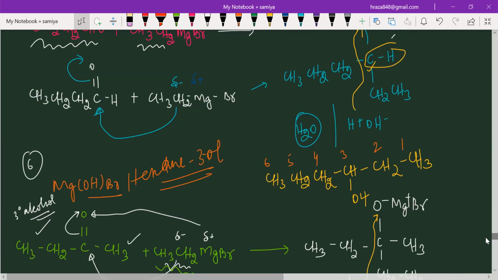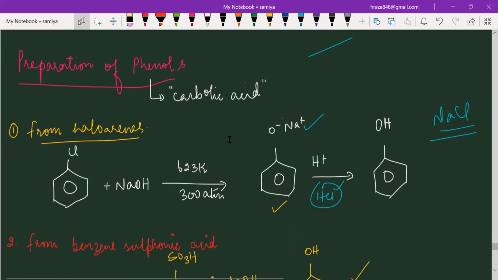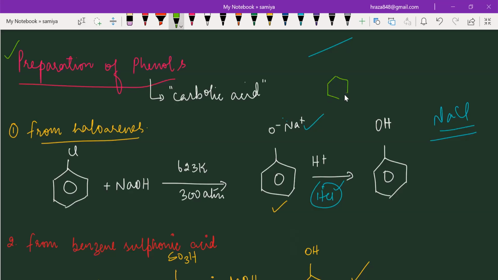Yeah, sir. Okay. So basically, in the previous class we started preparation of phenols, and you know phenol is what? OH is directly connected to this benzene group. So this is phenol. We treat phenol as a different functional group, and phenol is also known as carbolic acid. So we are going to see the preparation of phenol. First of all, we are going to prepare it from haloarenes.